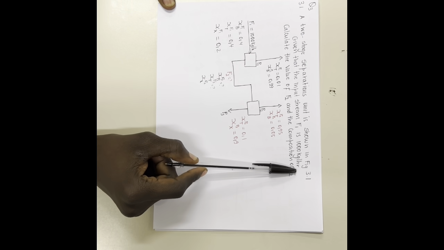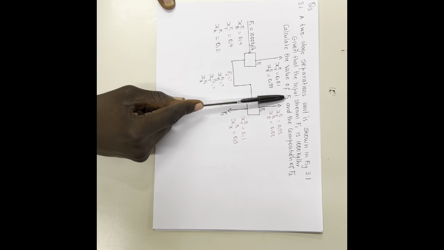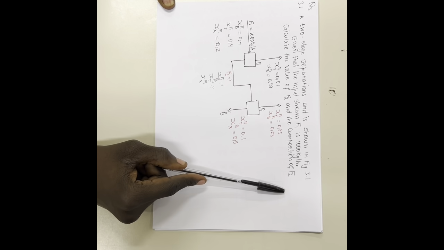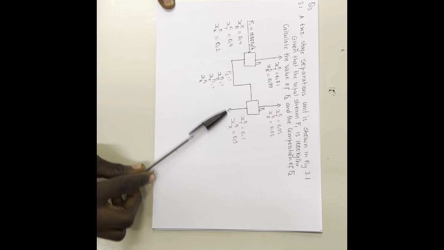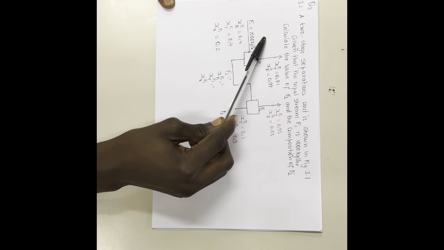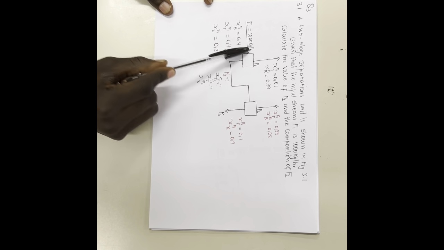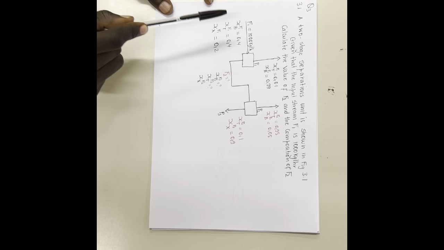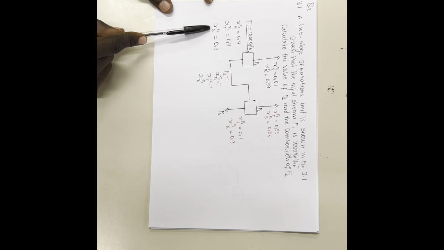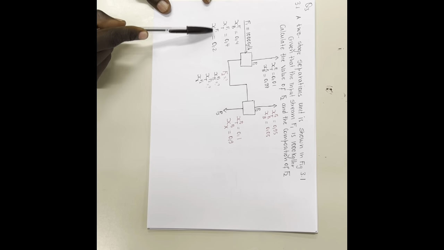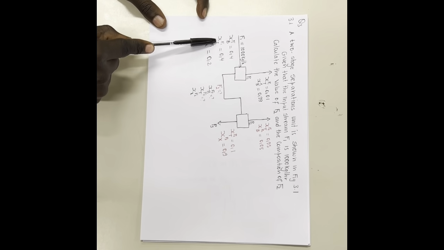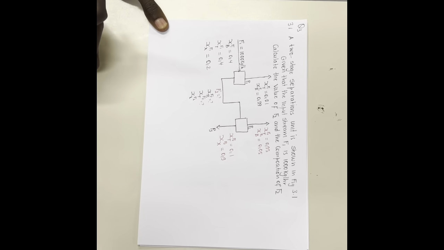1000 kilogram per hour, calculating the value of F2 and the composition of F2. So this is exactly the figure we're given. This was given in the question. We can see the 1000 that I put there. We're given the stream composition of benzene, toluene, and xylene. This X stands for xylene, this T stands for toluene, and this P is for benzene.